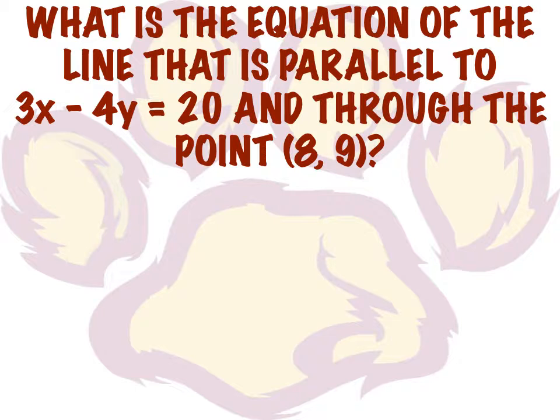So to show this is how you find an equation of these lines. The problem asks, what is the equation of the line that is parallel to 3x minus 4y equals 20 and goes through the point (8, 9)? First thing we have to do is figure out what the slope is going to be. Since it is a parallel line we're trying to find, we need to use the same slope. That equation is in standard form, so you do x over y and change the sign to find the slope. In this case, the slope is 3/4. And the slope of our new equation that we're trying to find is also going to be 3/4.